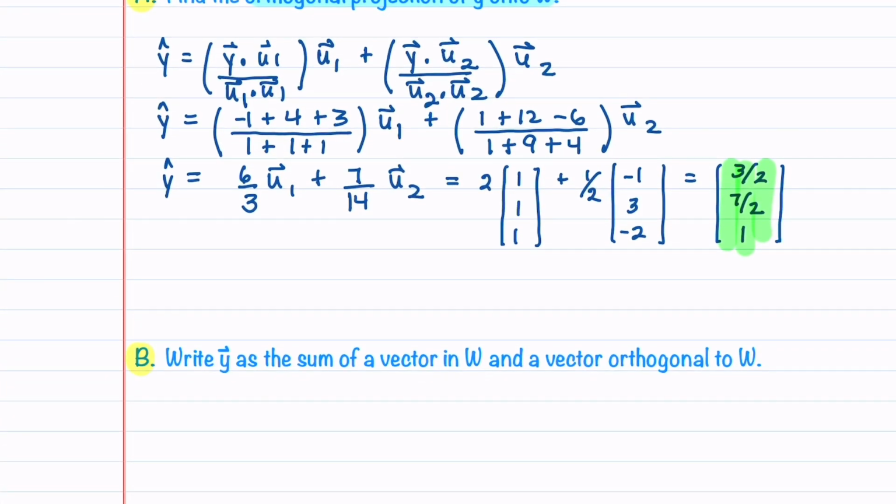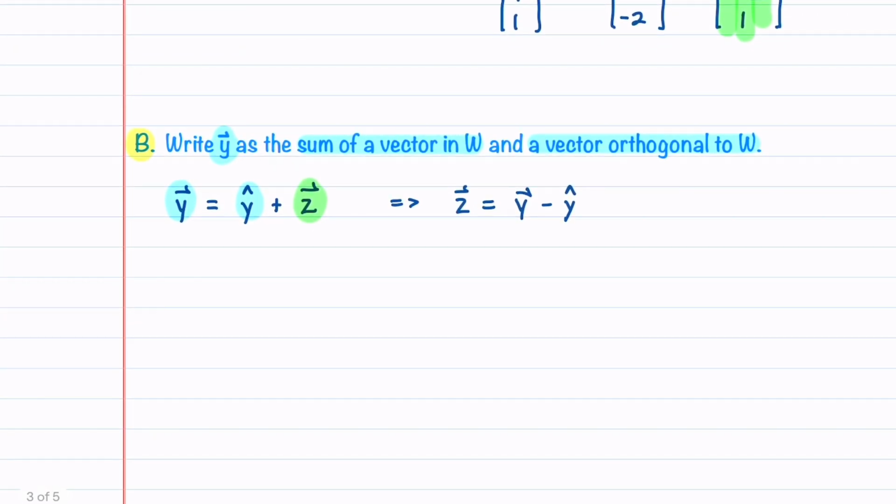For part B, we're going to write our vector y as the sum of a vector in W and a vector orthogonal to W. Our vector y is going to be y hat, that's the vector in W, plus a vector z, which is going to be orthogonal to W. Since we were given vector y, and we just computed vector y hat, we can find vector z by subtracting vector y hat from vector y. So we have z is equal to y minus y hat.